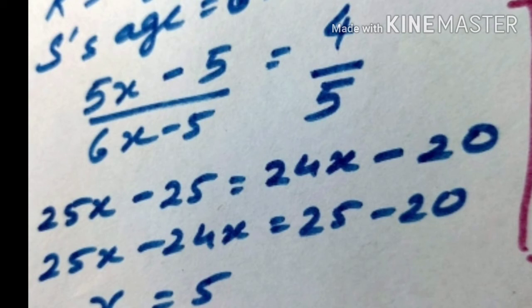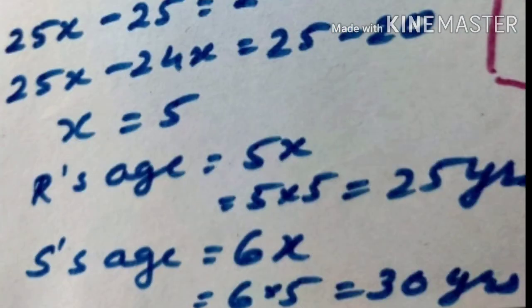We get 24x minus 20. Taking all the x terms together and like terms together, 25x minus 24x is equal to 25 minus 20. So the x value we found is 5. What is x? That is the value we have taken as the multiplier of the ages. Now we will find their present ages.